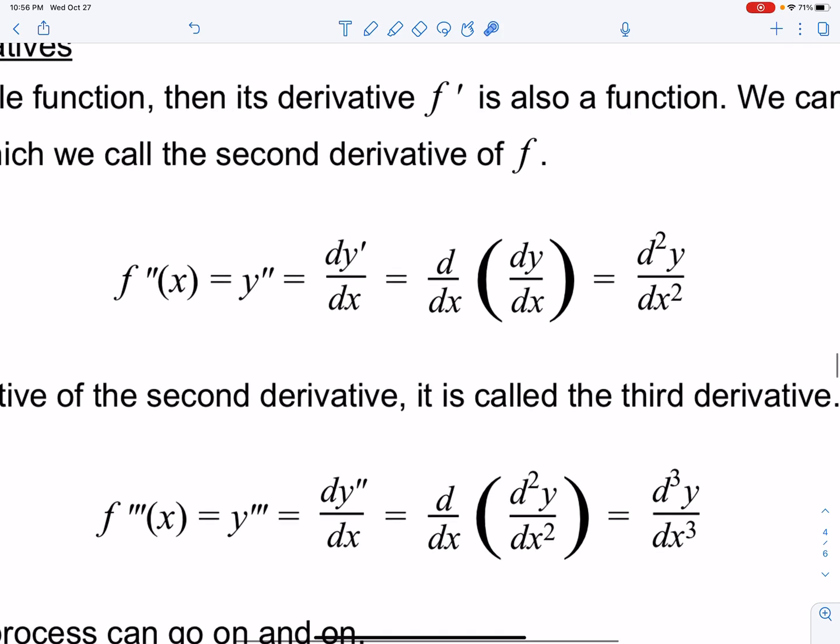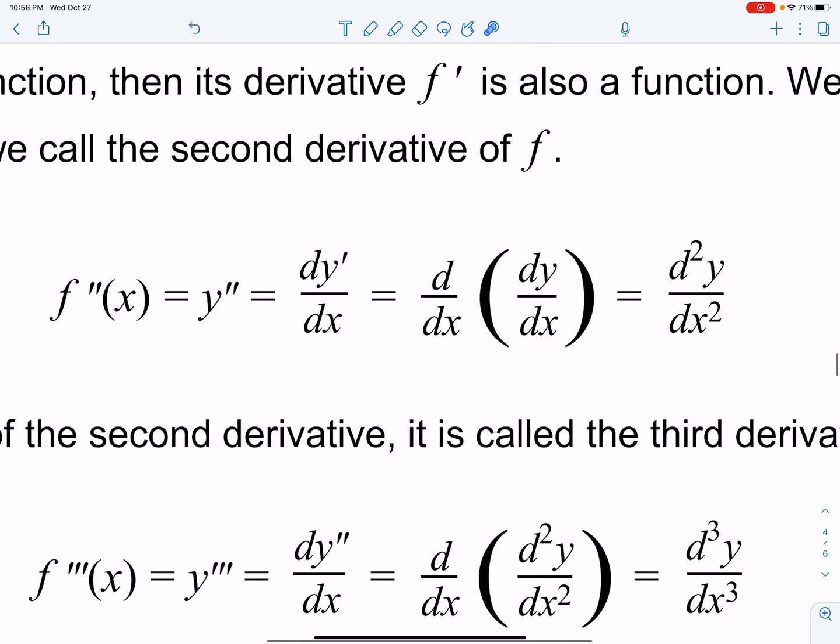So notationally, there's lots of different ways we can say the second derivative of f, just like there's lots of different ways that we can say the derivative of f. So we could say f double prime of x. We could say y double prime. We could say dy prime dx. We could say d over dx times dy over dx. We could say d squared y dx squared. All of these just mean the second derivative of f.